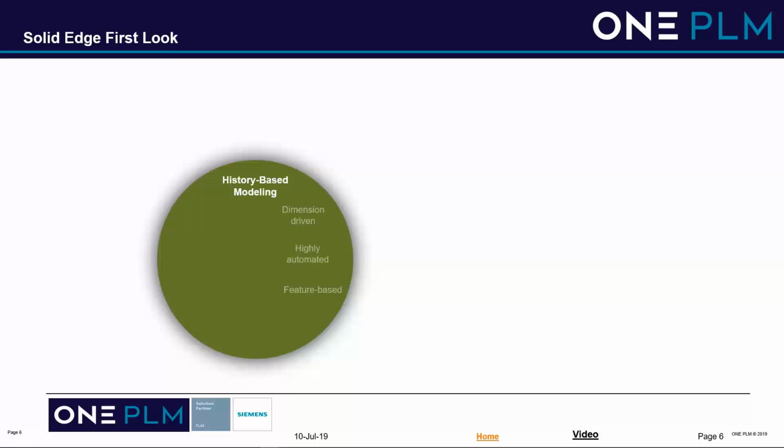So previously we've always done history-based modelling: dimension-driven, highly automated, feature-based. And then it's got some negatives. It requires pre-planning. You need to think, am I going to do that? So you'll see that from the example I'll cover in a bit. It's inflexible. I can't just make a change to it as it is now, otherwise I end up increasing my feature tree. So I need to go back and think about how I do it.